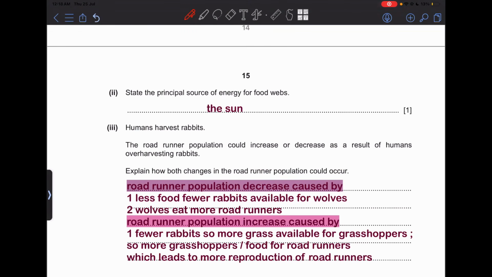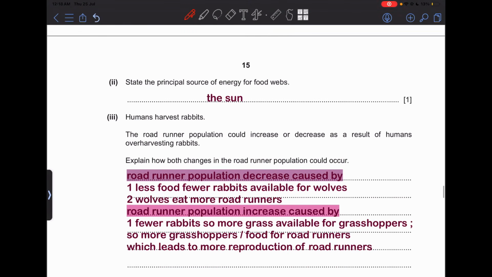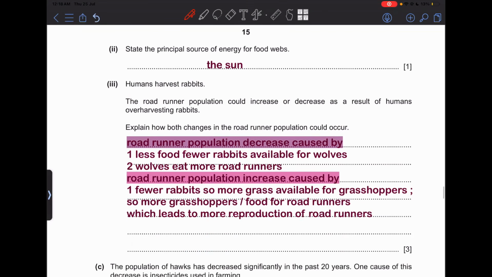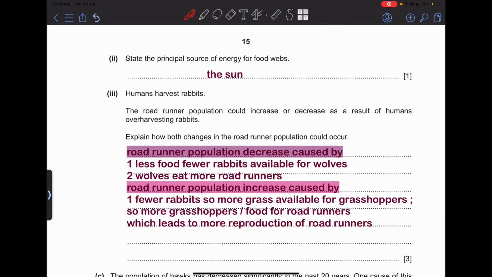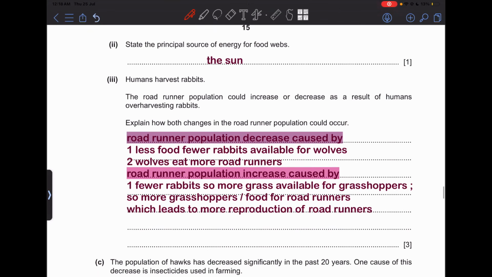Double I says, state the principal source of energy for food webs. This is the sun. Humans harvest rabbits. The roadrunner population could increase or decrease as a result of humans over-harvesting rabbits. Explain how both changes in the roadrunner population could occur. Now, the roadrunner population can decrease if there is less water, less food, and fewer rabbits available for the wolves.